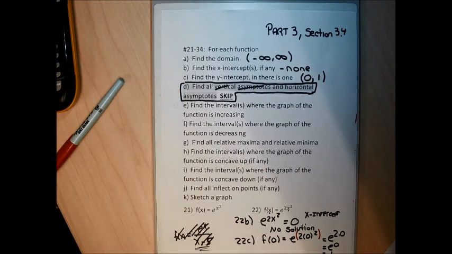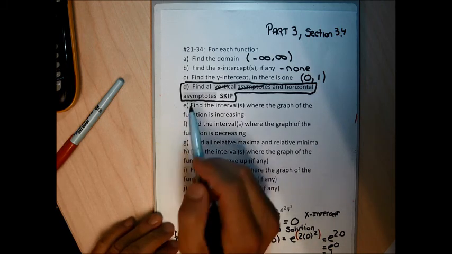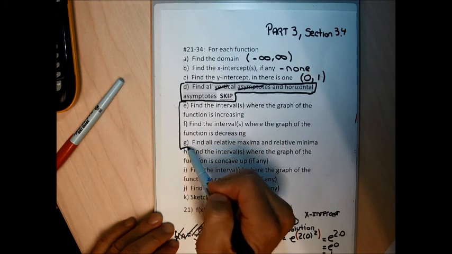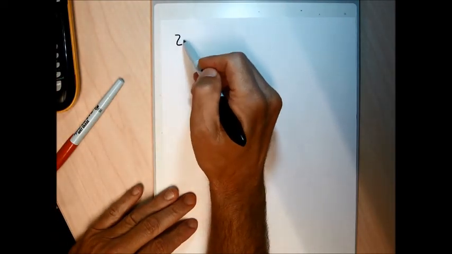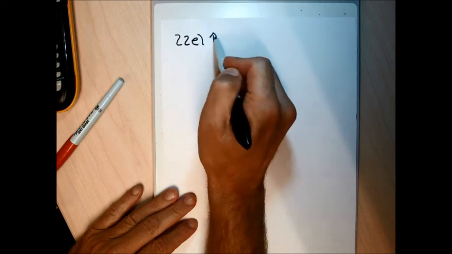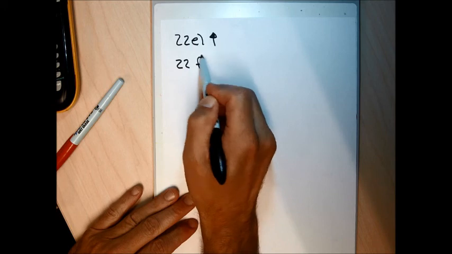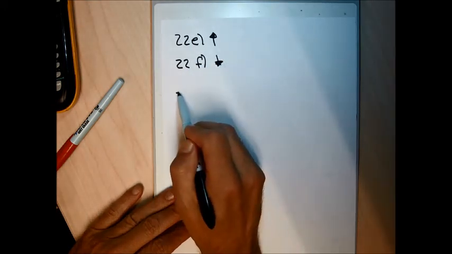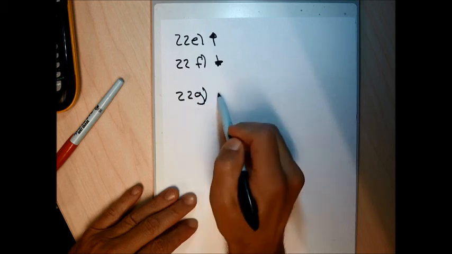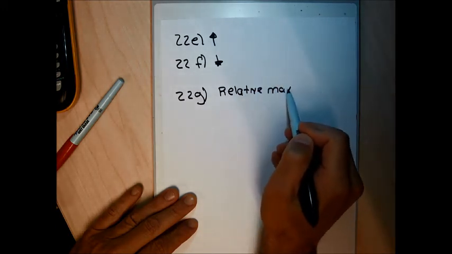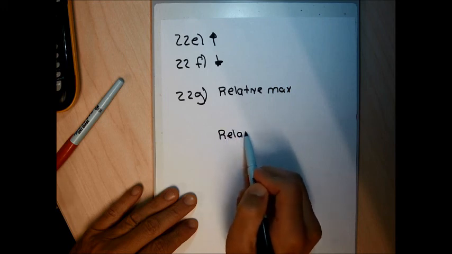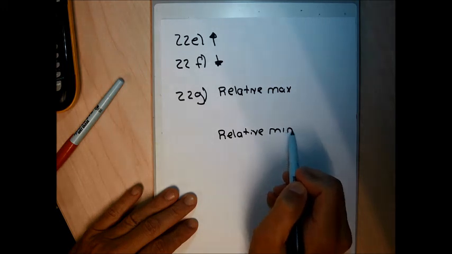The asymptote parts for section 3, the problems on the e's in section 3.4, we're going to skip. Now we're into the increasing, decreasing, maximums and minimums part. And for that part, I need the first derivative. I'm going to do a lot of work on my calculator, but not all of it. So for part 22e, the interval where the graph is increasing, 22f, the intervals where the graph is decreasing, and 22g, the breakdown for the relative maximums and relative minimums, all need the first derivative.